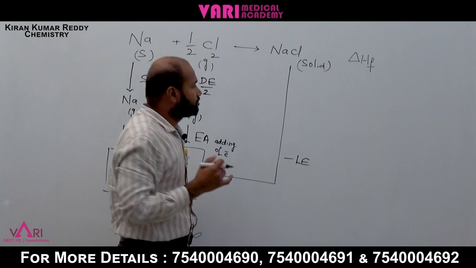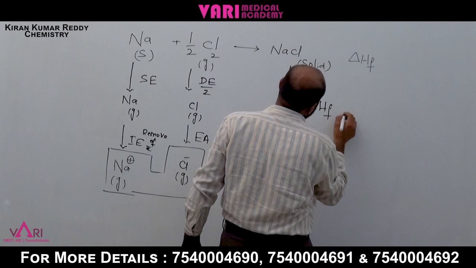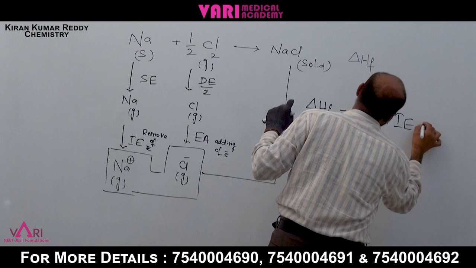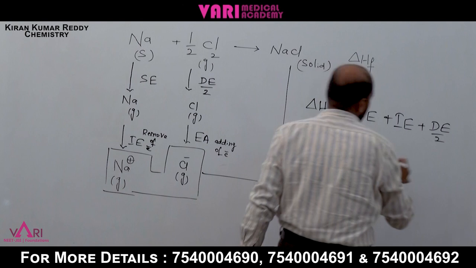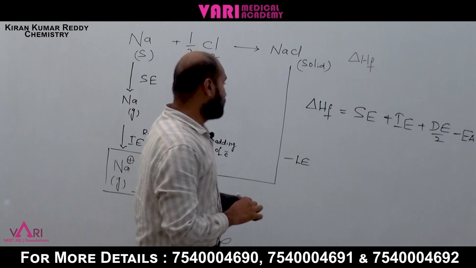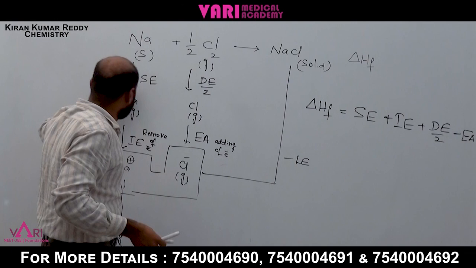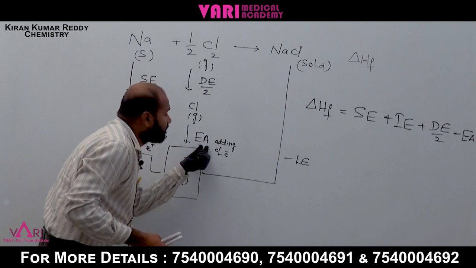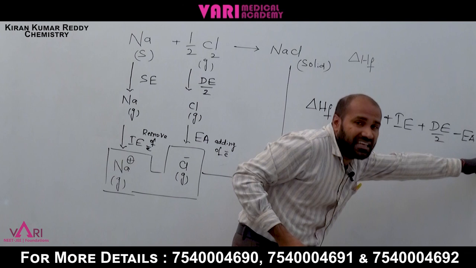Now write down, delta HF, the heat of formation, is equal to, first, sublimation energy plus ionization energy plus dissociation energy by 2, next minus electron affinity, because energy is released, minus lattice energy. Please write this down: the first step is the sublimation energy, next the ionization energy, then dissociation energy by 2, then minus Ea, because electron affinity is energy released, and minus Le, lattice energy.